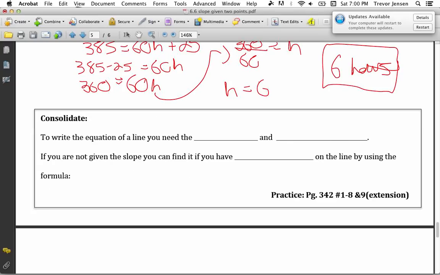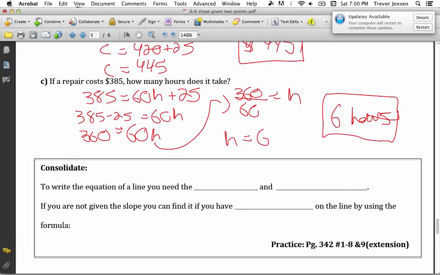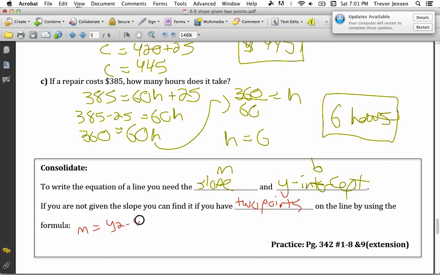Okay, so just to consolidate what we did for this lesson, to write the equation of a line, remember you always need two things. You need the slope and the y-intercept. Those are always the two things you need to write the equation of a line. So you need your m and your b value. If you're not given the slope, you can find it if you have 2 points on the line by using the formula, slope equals y2 minus y1 divided by x2 minus x1. So find the difference in the y-coordinates divided by the difference in the x-coordinates.